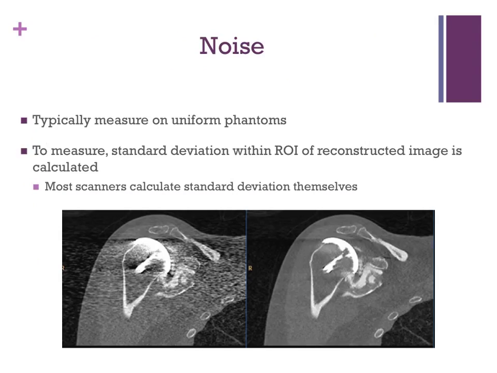Image noise is typically measured on uniform phantoms. To perform noise measurement, the standard deviation within an ROI of a reconstructed image is calculated. The formula is seen on page 188 of your book. However, most scanners provide tools to calculate the standard deviation over the ROI, so the use of the formula to calculate it is rarely required. The picture on the left here of the shoulder shows an image with noise, and the image on the right has little noise and is obviously clearer than the image on the left.